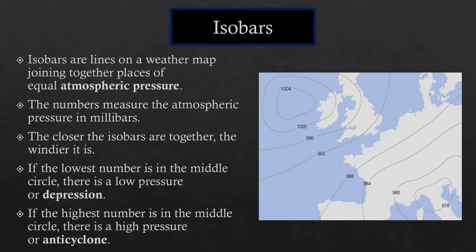The numbers measure the atmospheric pressure in millibars. The closer the isobars are together, the windier it is. If the lowest number is in the middle circle, there is a low pressure or depression. If the highest number is in the middle circle, there is a high pressure or anticyclone.